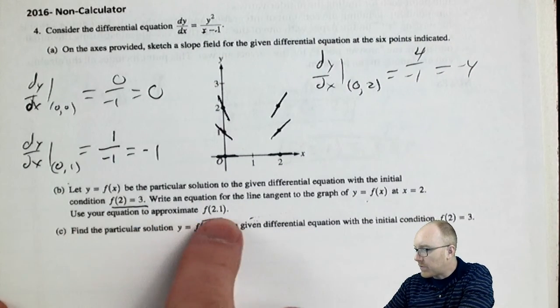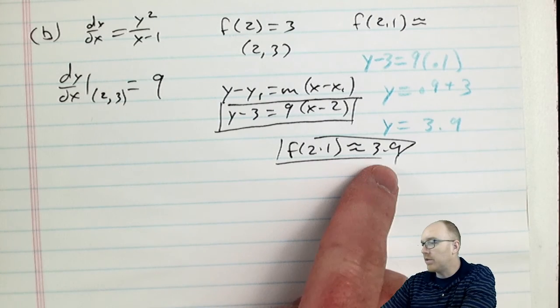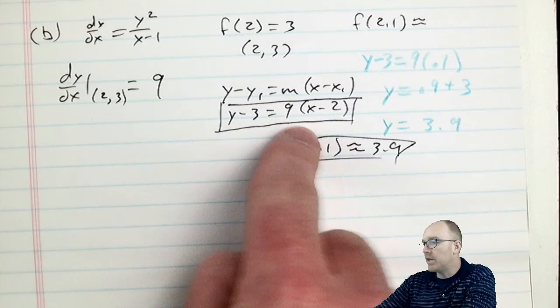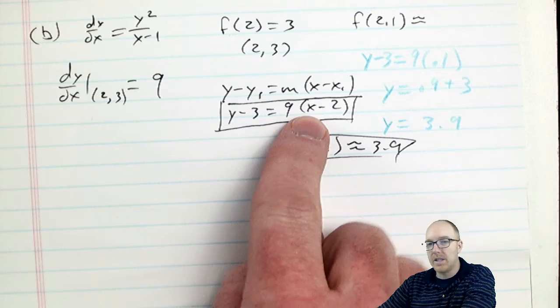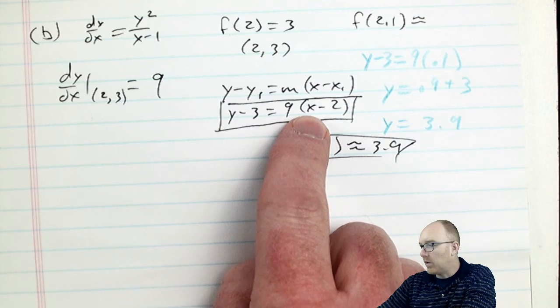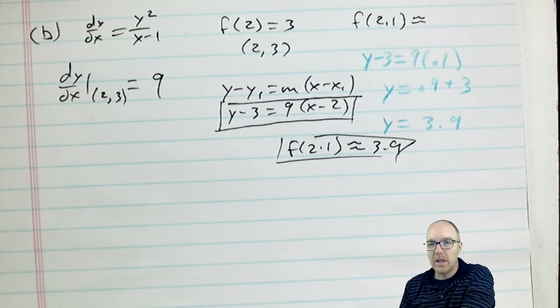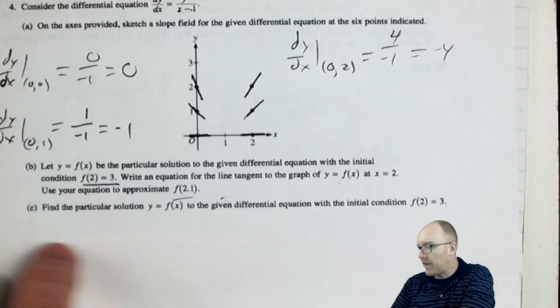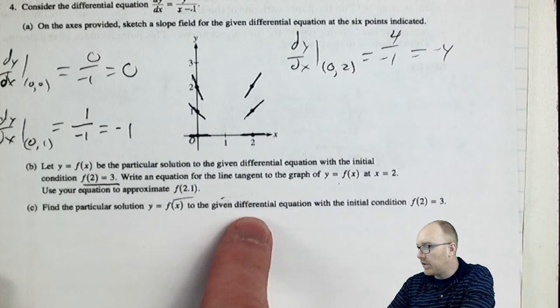Use your equation to approximate f of 2.1. F of 2.1 is 3.9. And that was used. We used our tangent line. We plug in this x value into the tangent line, and we were able to figure out what the y would be. And that's our approximation.